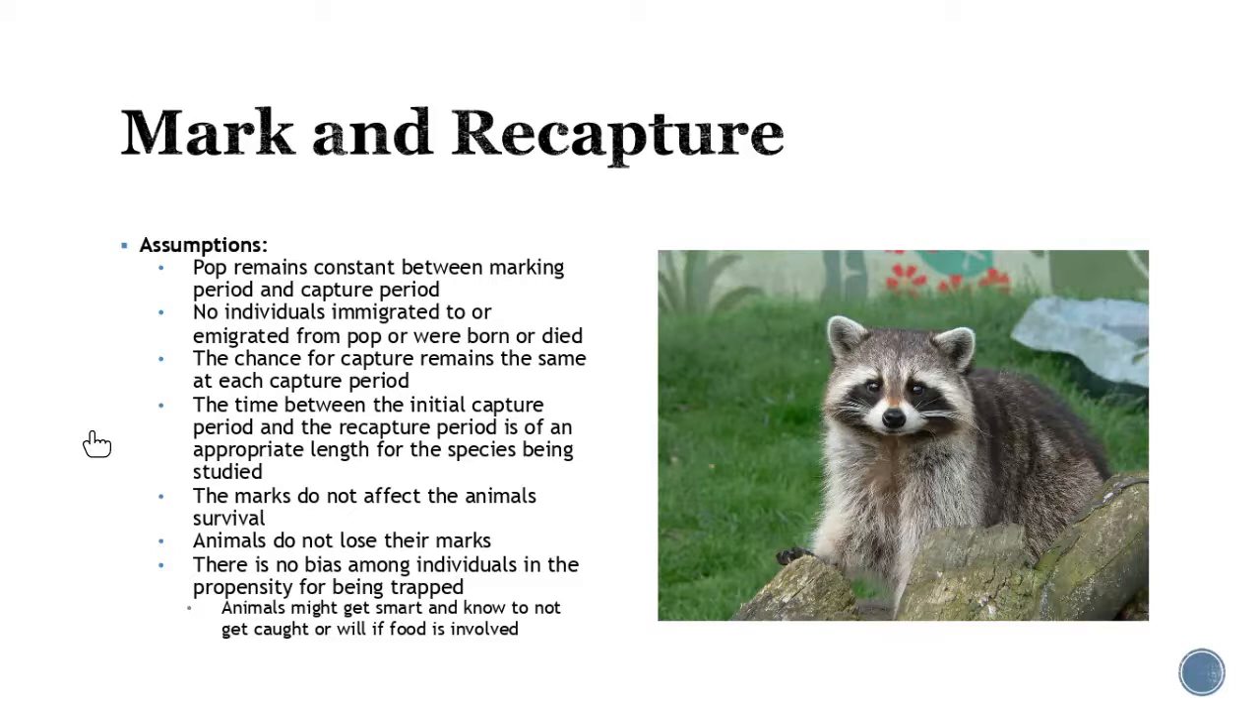Now, there are some things you have to assume with mark and recapture, and animals can be quite smart when it comes to that. You're assuming the population remains constant between the marking period and the capture period, with no natural disasters or big changes. You're assuming no individuals left, came into the population, were born, or died. You're assuming the population is at a static stance. You're also assuming the chance of capture is the same each time, and that can be tricky because there's no guarantee you're going to get the animals again. They can get smart and learn how not to get caught.